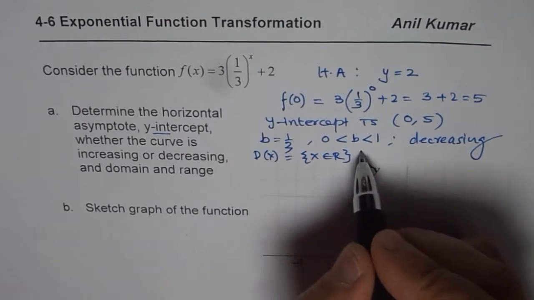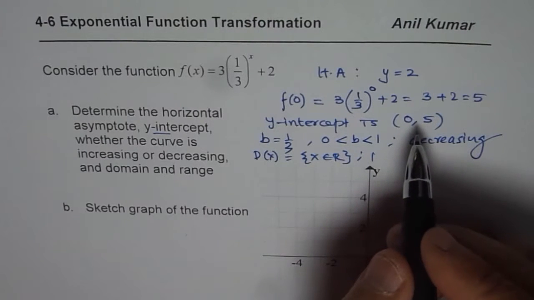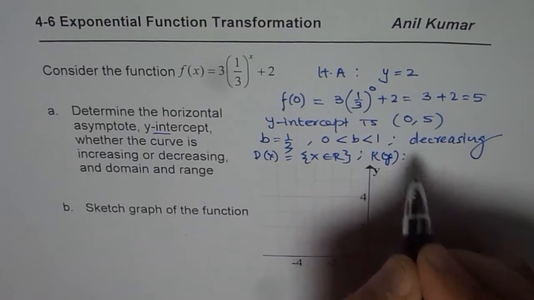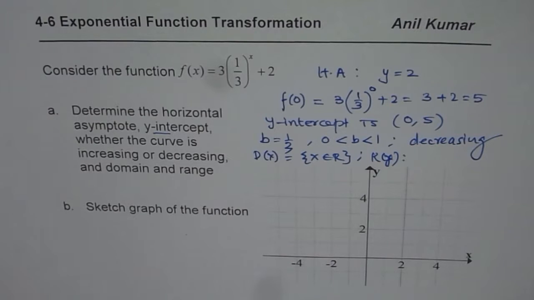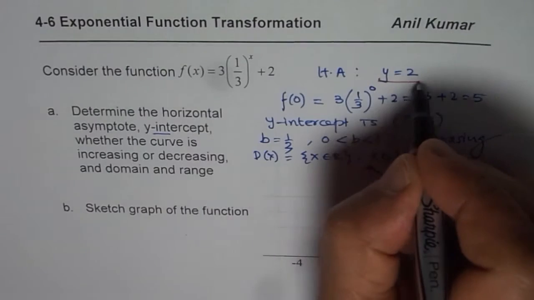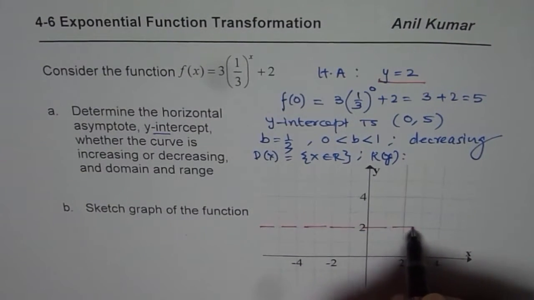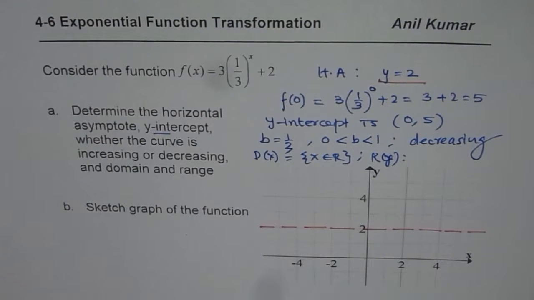Now, we already know that the function is decreasing and it has a horizontal asymptote, y equals 2. So we can also write the range of the function, but we'll wait for sketching and then write down the range. Range of an exponential function is always restricted, right? So we'll write that later. Let's begin by first sketching the horizontal asymptote, which is y equals 2. So sketch a line y equals 2. Function has to approach this line as x approaches a very large value, right?